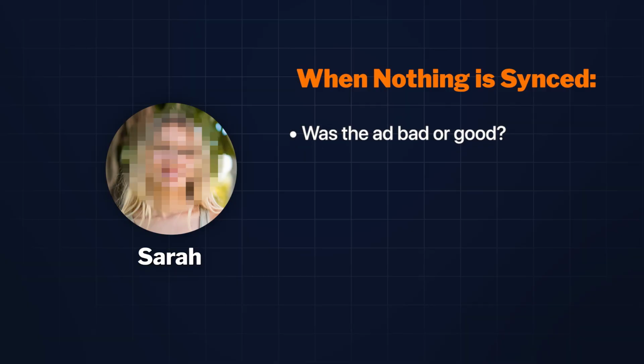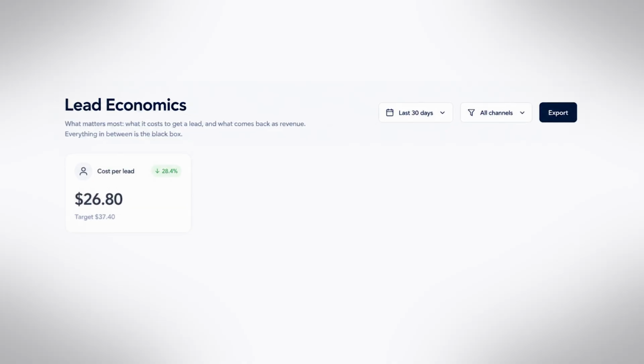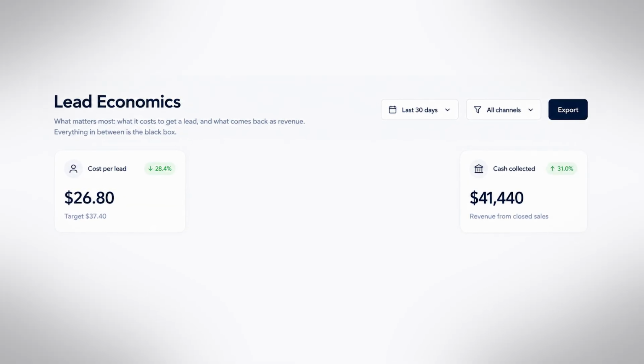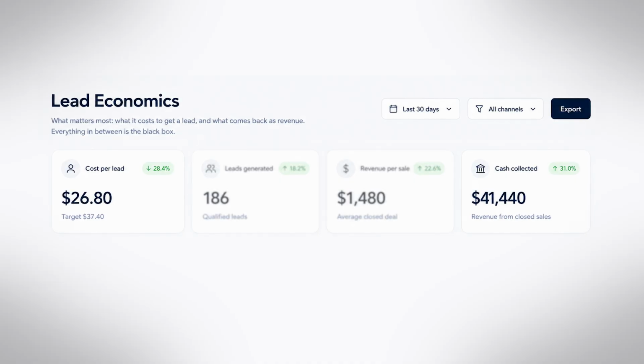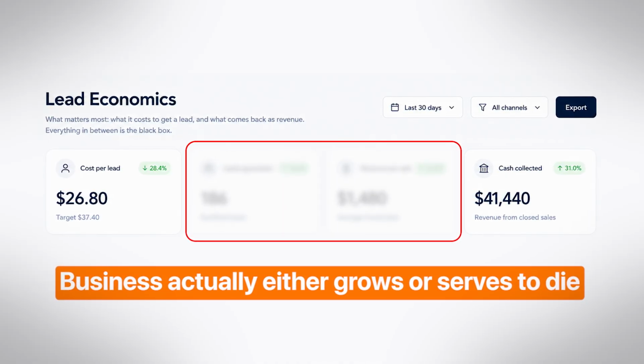And if those systems don't even talk to each other, how do you actually know why Sarah did or didn't buy? Was the ad bad or good? Did anyone fall off fast enough? Did the salesperson drop the ball, or were they the whole reason she closed? Who knows? Most businesses can only see 2 ends of the chain: the money going out to get a lead and the money coming in as a sale. Everything else in the middle is basically just a black box to them. In the middle is where your business actually either grows or starts to die.